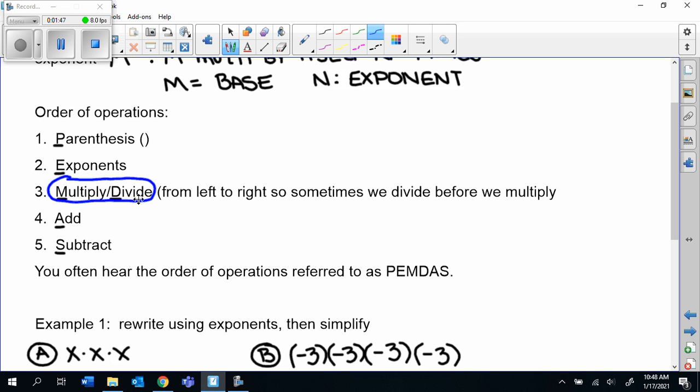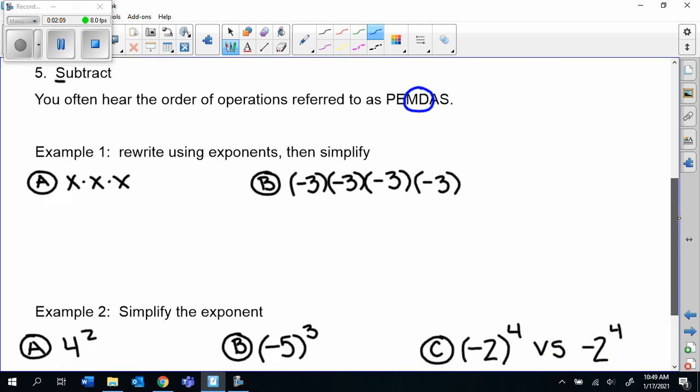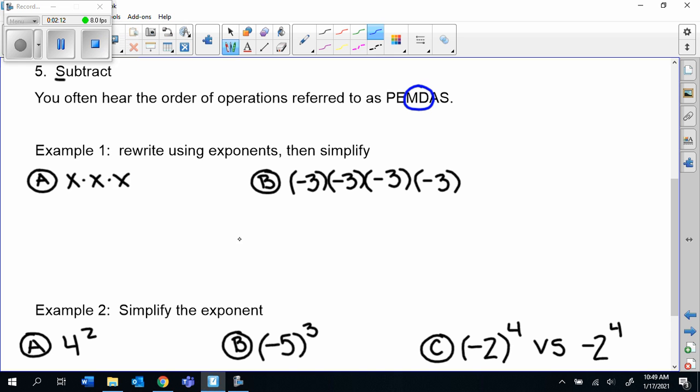We multiply and divide from left to right. So occasionally divide comes before we multiply. So I don't list that as a separate step. You have to group that together. This can be a little bit misleading because it gives you the impression that you would always multiply first, and that is not necessarily the case. So I have several examples when we get into that.